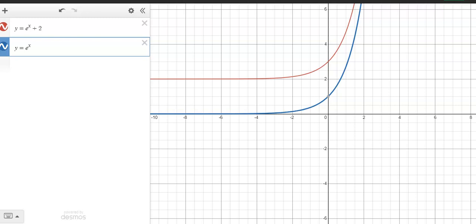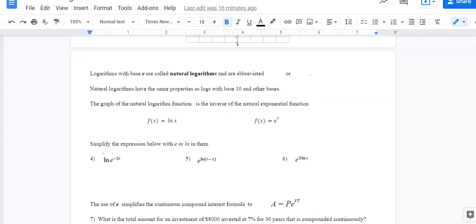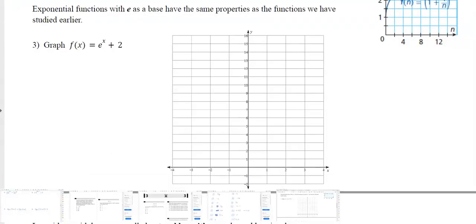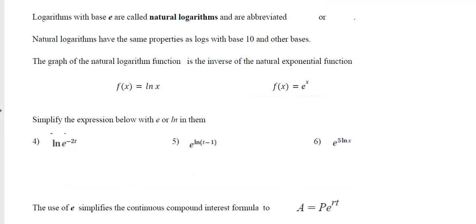So just want you to kind of realize that it is an exponential curve. It just has this special base that we started talking about. All right, so let's go back to our notes. You could graph that if you wanted to on the graph. It's not really that big a deal. But here's where we start getting into the nitty-gritty, and where we're going to actually apply some of this stuff.